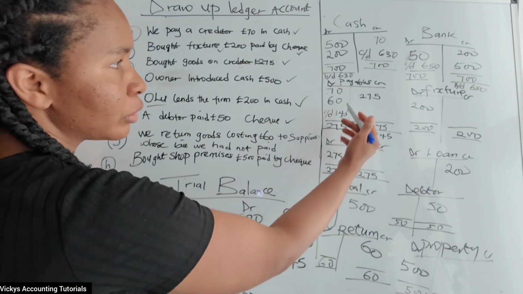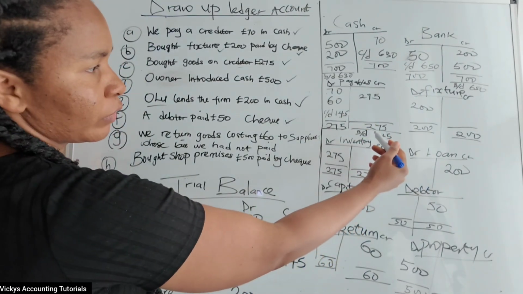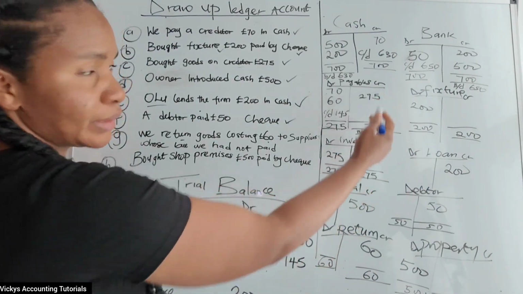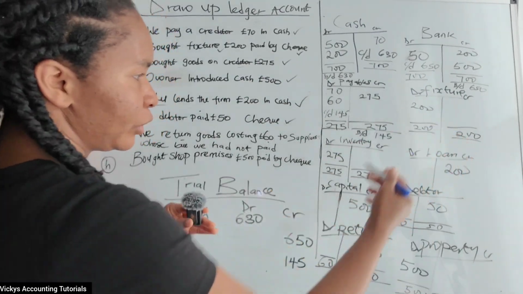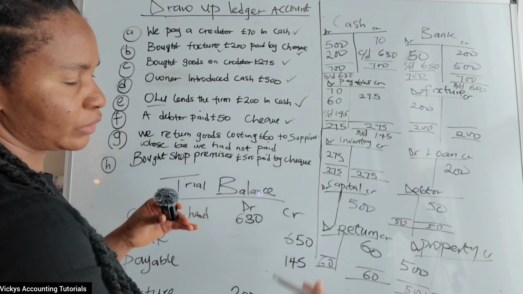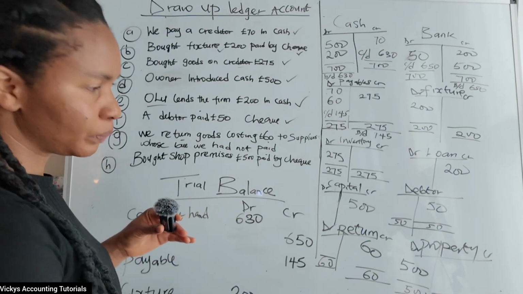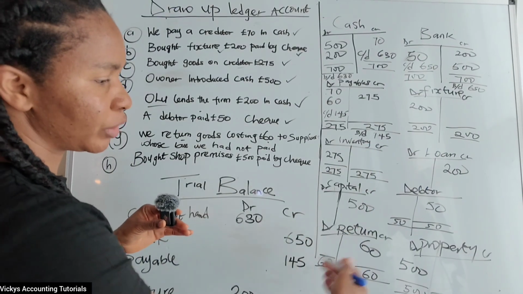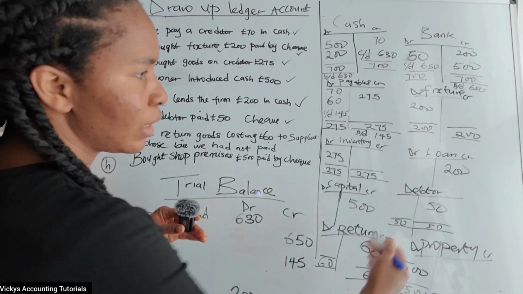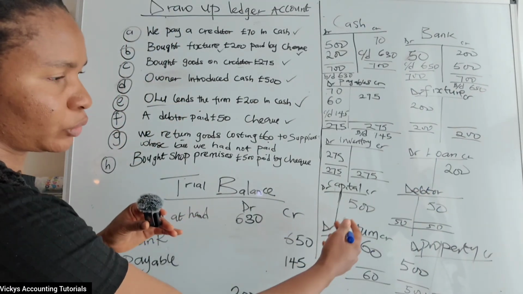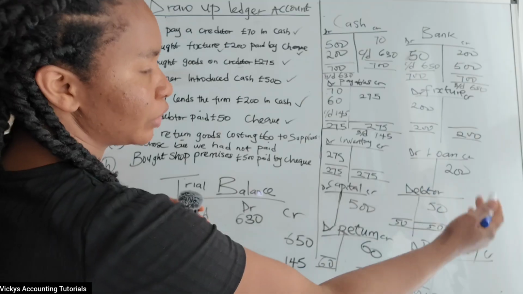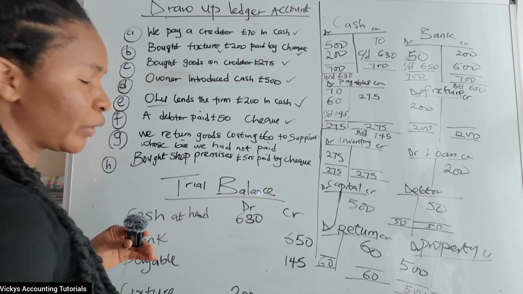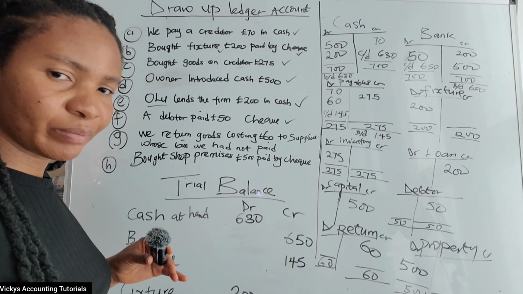Coming to accounts payable, we have £145 as our balance. That will be going on the credit side. We have fixture, obviously 200, inventory 275. However, we're going to adjust the inventory during our trial balance. We adjust the inventory with the return of £60. Our loan is 200, capital is 500, debtor is on the credit side, and property is obviously on the debit side. So let's go and see how our trial balance is looking.